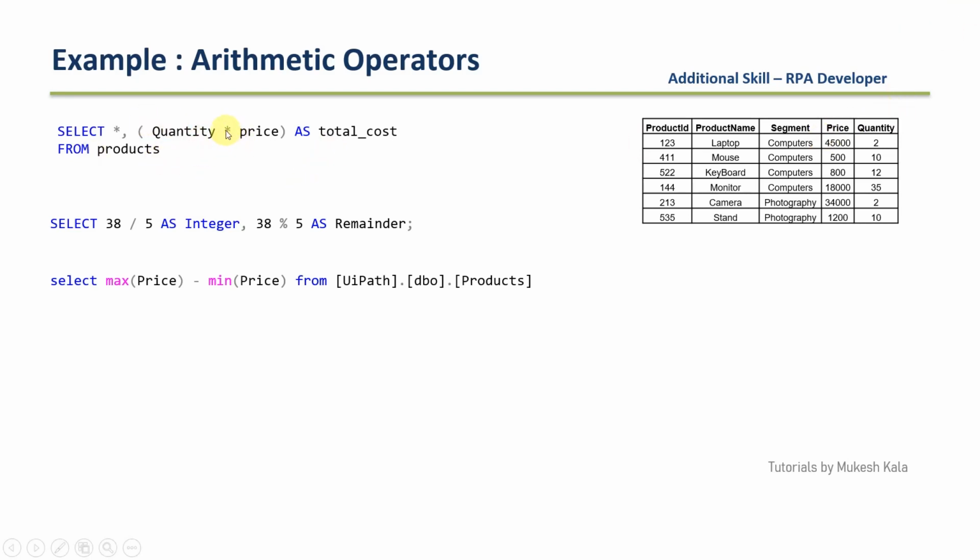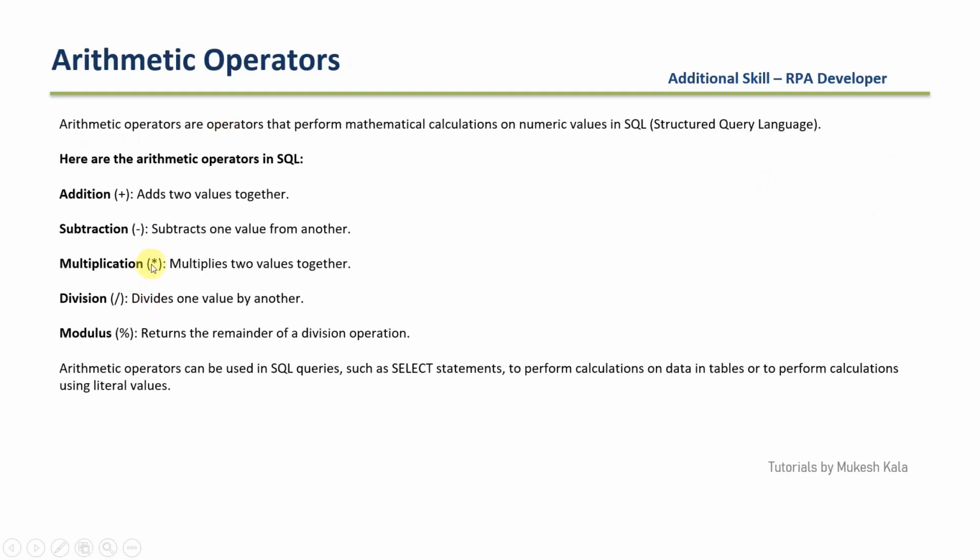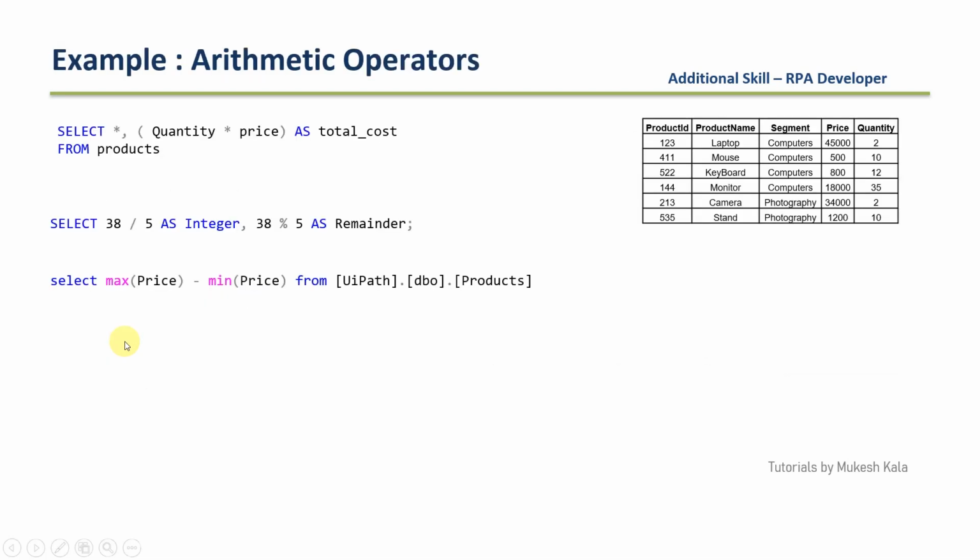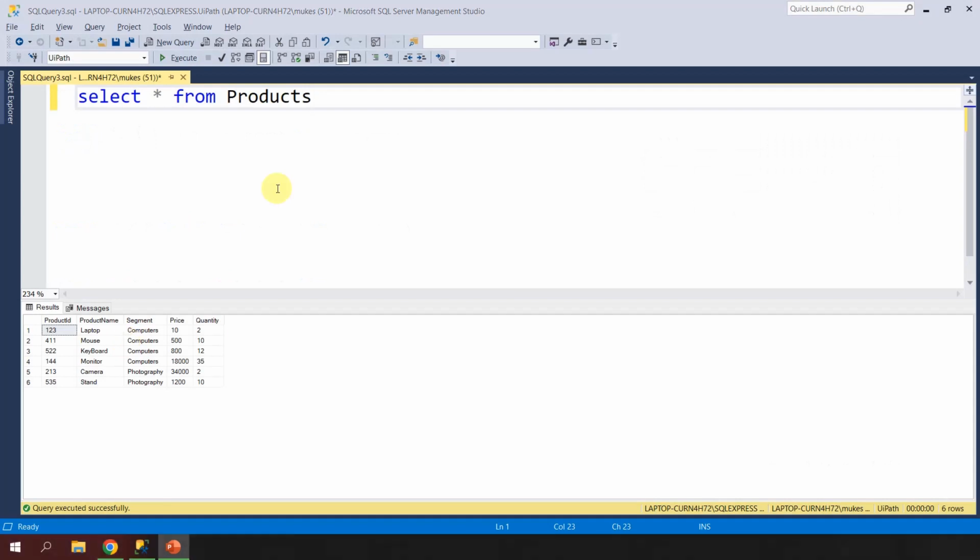As you can see here, star is an arithmetic operator which was available here, which stands for multiplication, multiplies the two values together. Plus is for addition, minus subtraction, this is for division, and this is for modulus, right? If I go back to my SSMS again, let's go back to the SQL Server, and here I have this product list.